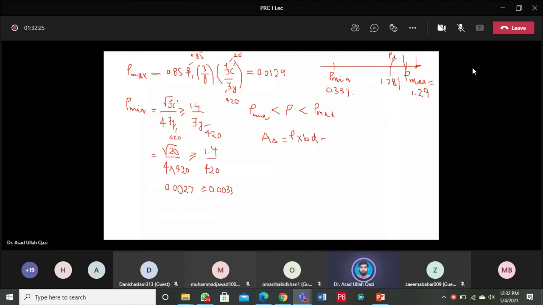So I have no issue with putting 0.0128 here, multiplying it with 300 and into the effective depth 525. So in millimeter square, can you tell me the area of steel? Sir, 2016. Good, 2016 millimeter square.